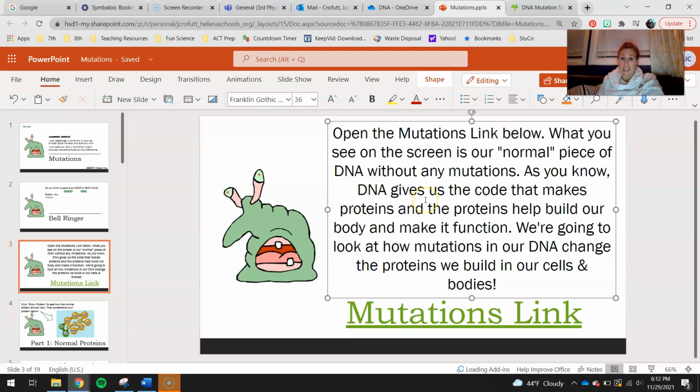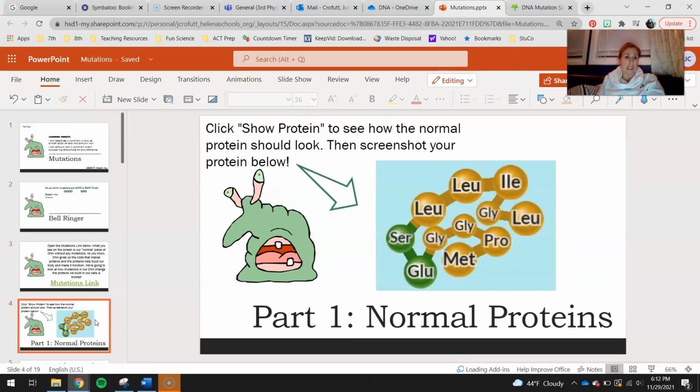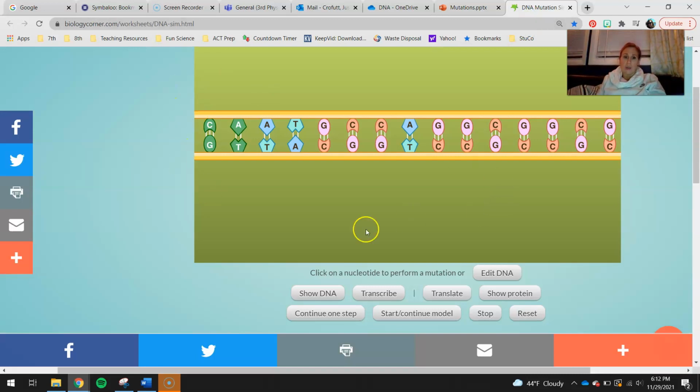So as you know, again, DNA gives us the code that makes proteins, and the protein helps build our body and make it function. We're going to look at how mutations in our DNA change the protein we build in our cells and bodies. I did some of these for you so you can see examples. But we're going to take a look at this simulation and look at a normal protein. As you see when you first open it up, this is a normal piece of DNA.